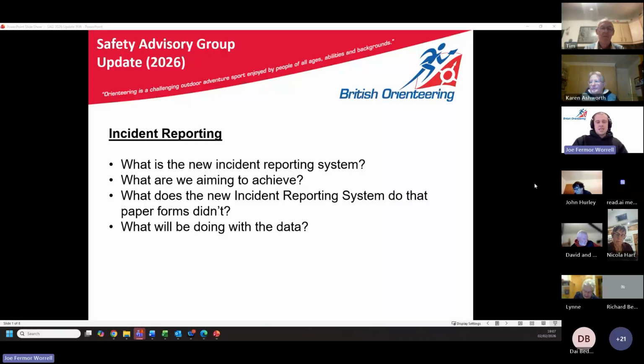So the first part of this session, we'll be discussing some of the incident reporting system. And just as a bit of context, around this time last year, at British Orienteering, we identified the need for improvement in terms of safety across the board, and also bring in some of our members and some of the expert knowledge that you all have alongside British Orienteering staff as well.